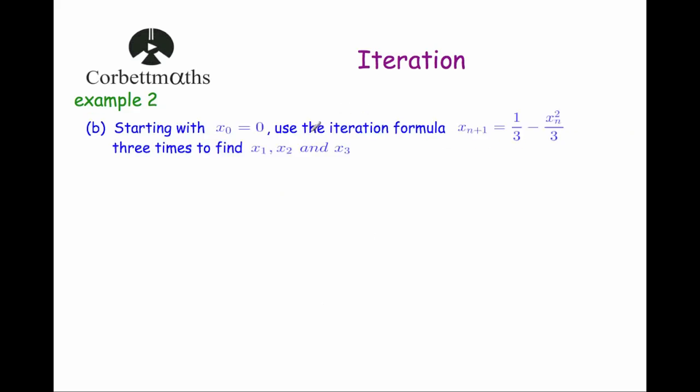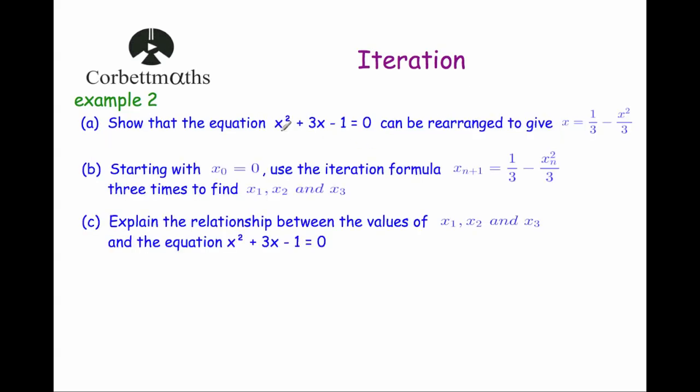Okay, part B, we're going to use the iteration formula. Now, because we know the original equation, x squared plus 3x minus 1 equals 0, and we've rearranged it to make x the subject into an iteration formula, when we put our x0 in, and our x1 in, and x2 in, and x3 in, what you'll find is they're going to get closer and closer to a particular value. And that particular value will be a solution to our equation. It'll be one of the solutions to our equation.